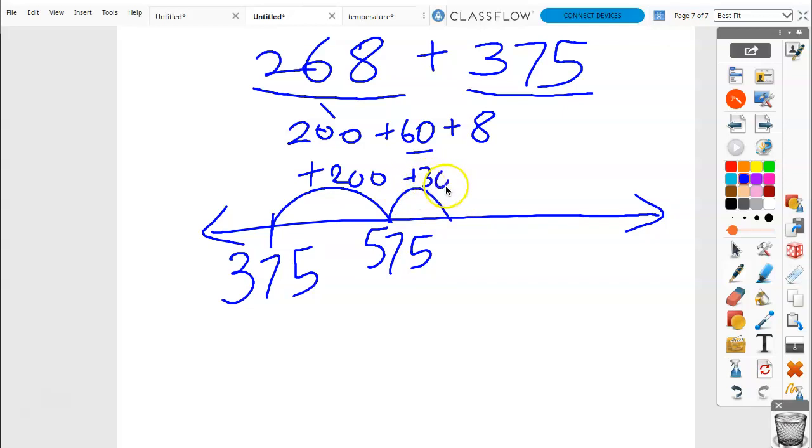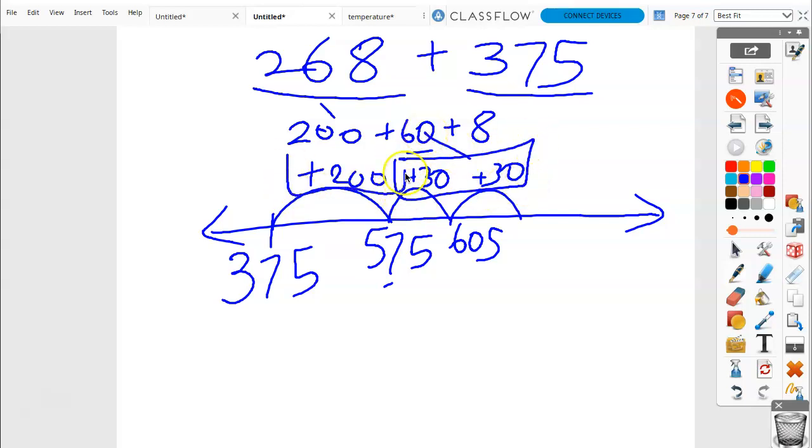I'm going to add 30 first because I know 3 plus 7 is 10, so that would give me 605. And then I'll add the other 30. As long as these add up to 60, that's what we're doing. 200 is here. So 605 plus 30 is 635. Now I can add my 8.